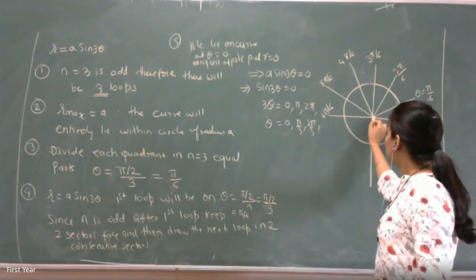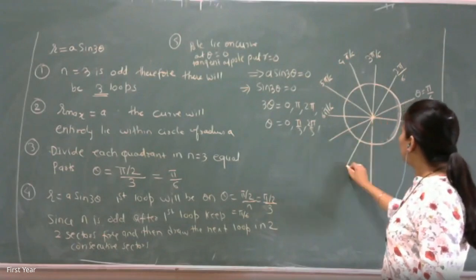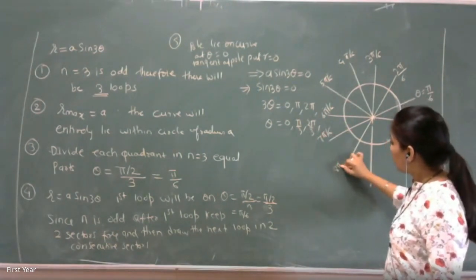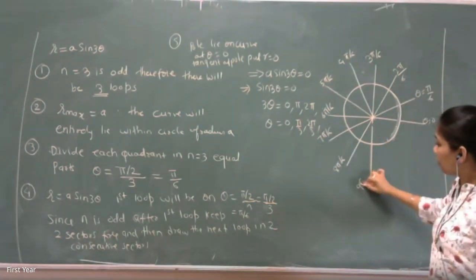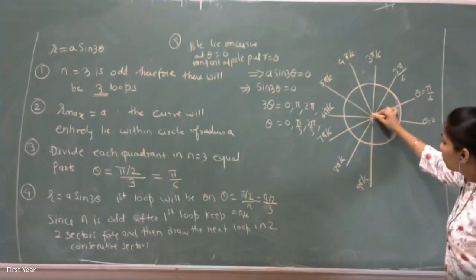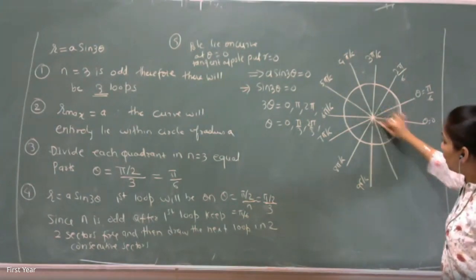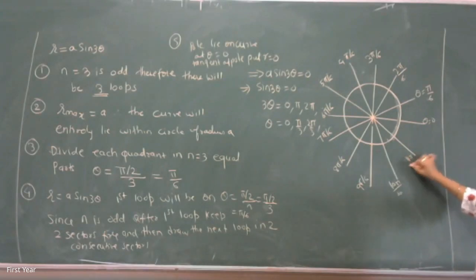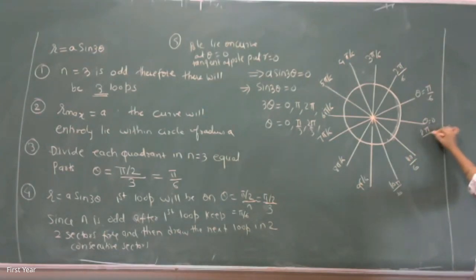Then this one, 7 pi by 6, 8 pi by 6, 9 pi by 6, then 10 pi by 6, 11 pi by 6, and 12 pi by 6 is again 2 pi. Okay, so we are back to the original one. So these are all possible ones.